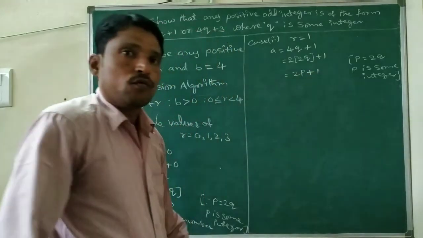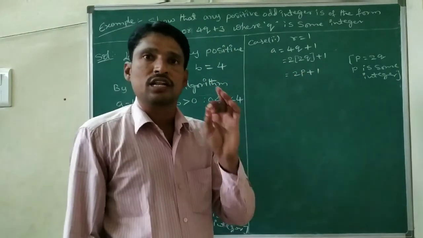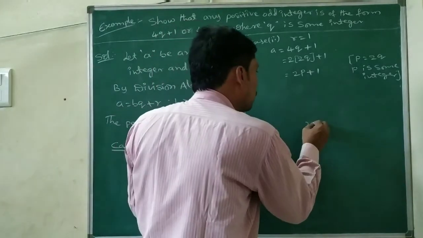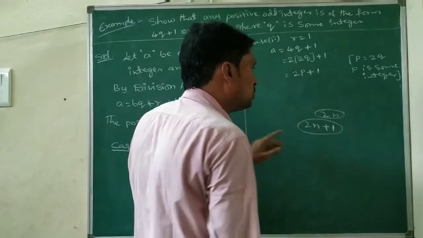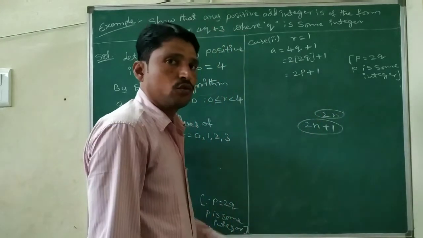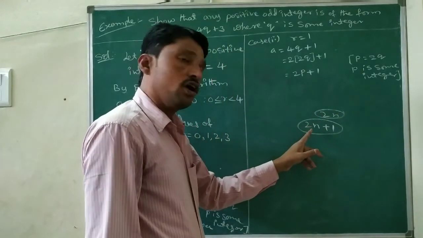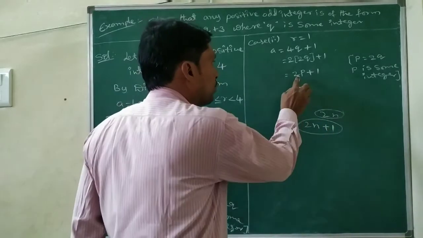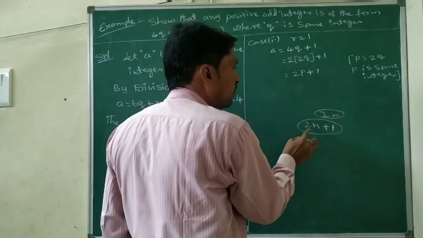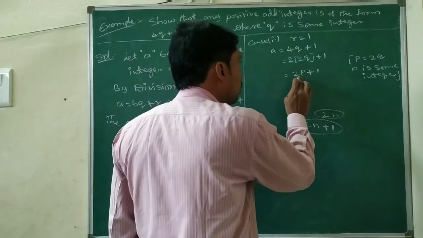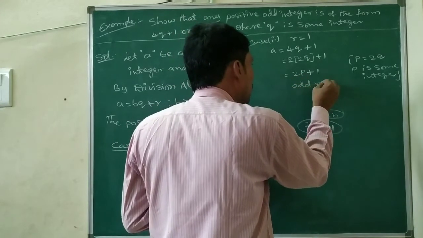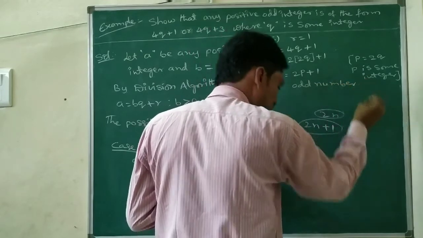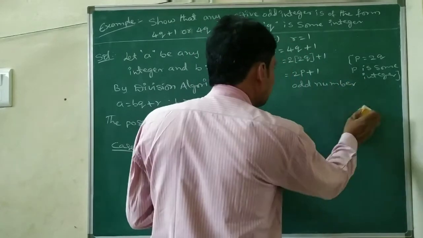2p plus 1. The general form of even numbers is 2n, and the general form of odd numbers is 2n plus 1. So it is in the form of 2p plus 1, which is in the form of 2n plus 1 only. So 2n plus 1 means we are getting an odd number. Next, case number 3.